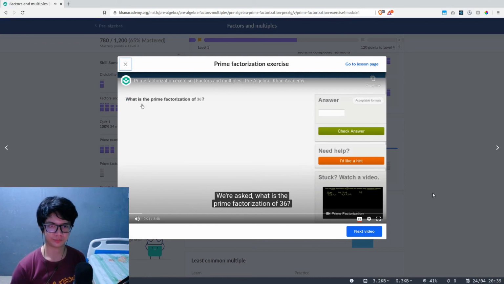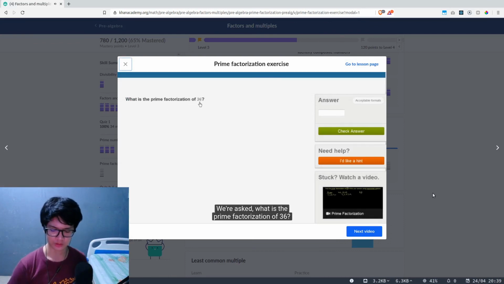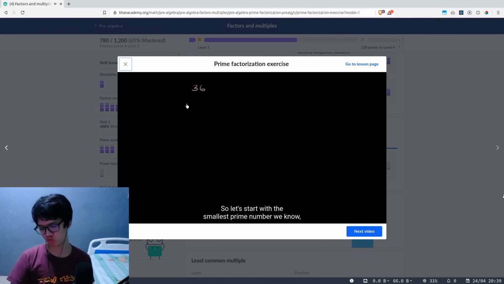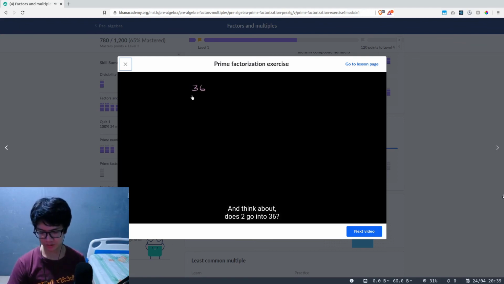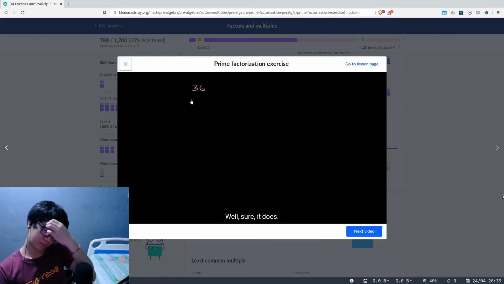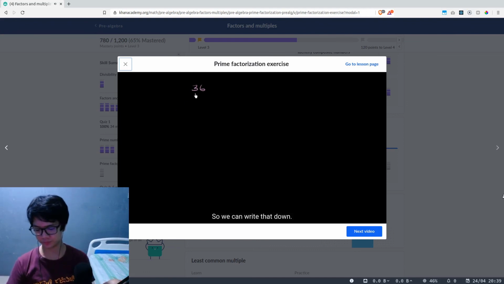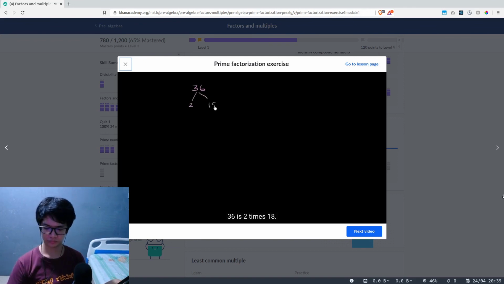We're asked, what is the prime factorization of 36? Let me get my little scratch paper out. So the prime factorization of 36. So let's start with the smallest prime number we know, and that is 2. And think about, does 2 go into 36? Well, sure it does. 36 is 2 times 18, so we can write that down. 36 is 2 times 18.